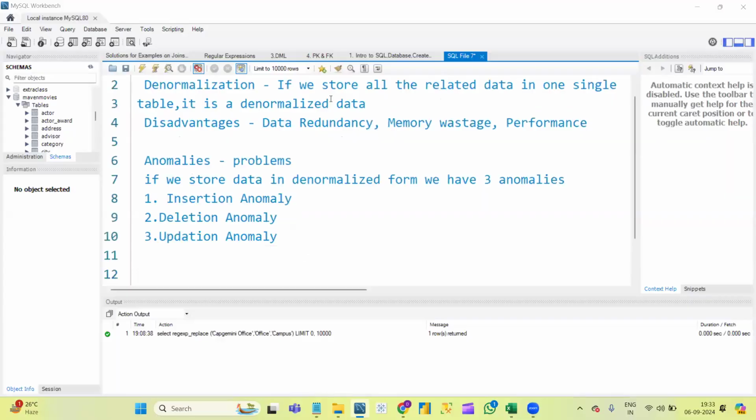Is that clear, whatever I said, or do you want me to repeat the same points again? No, clear now. Okay.